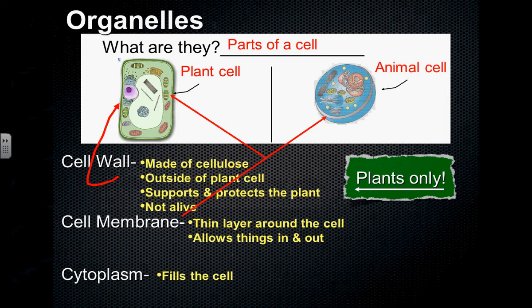Filling up the inside of these cells, sort of the space that's in there where there's not other organelles, is a material called cytoplasm. Cyto means cell. What does plasm mean?